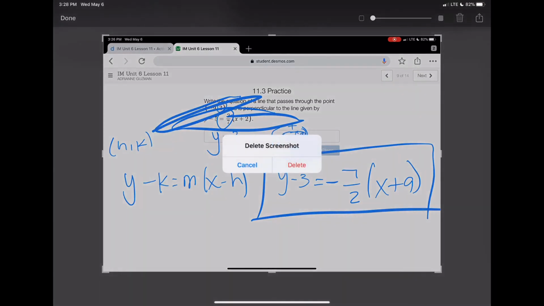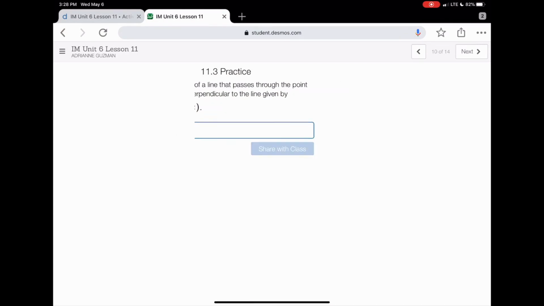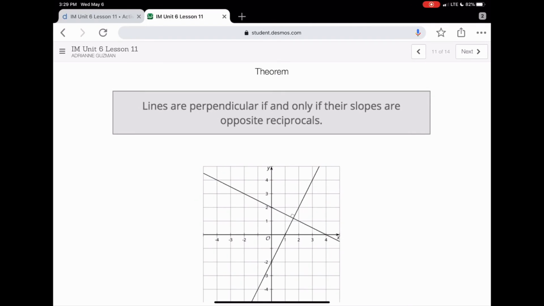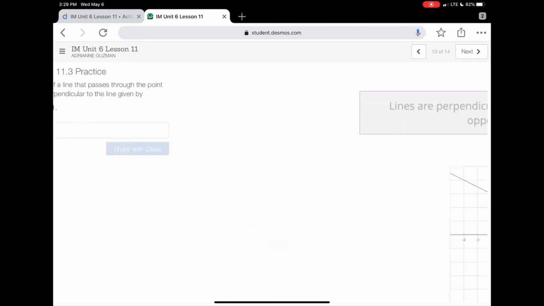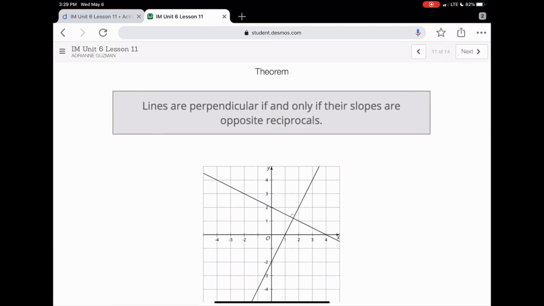So go ahead and do the next example, or you can also put in your answer here and then do the next one. It looks just like it, but with different numbers. You should be pausing this video. If you haven't paused this video, pause the video, go back to this example, complete it, and then come back. All right. Now that you're back, the official theorem is: lines are perpendicular if and only if their slopes are opposite reciprocals. Beautiful, beautiful, beautiful.